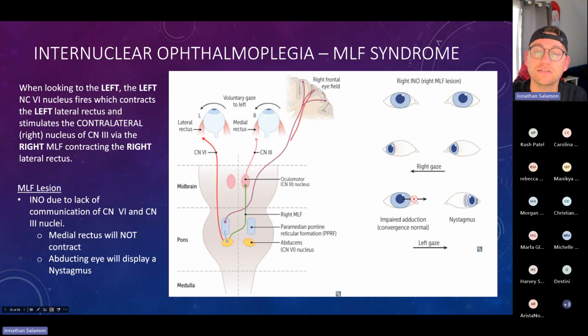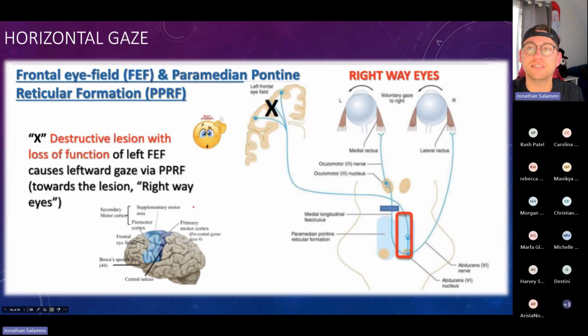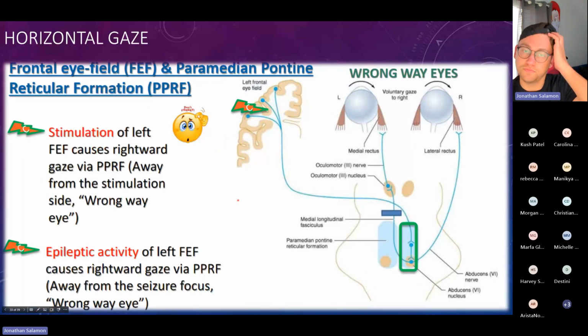So the brain tells the sixth nerve, hey man, look to the left. The sixth nerve says to the third, hey man, we're looking to the left. And then if everything is okay, you look to the left. Now, because of that, because again, like I said, it's backwards, it projects across.